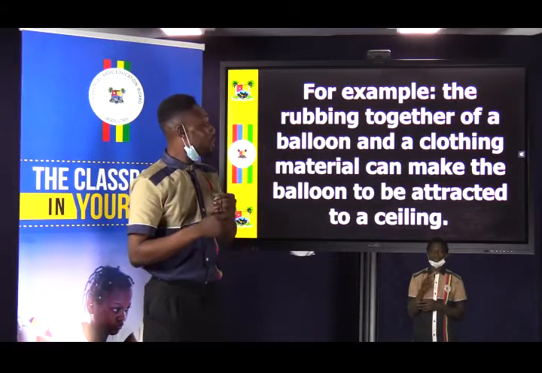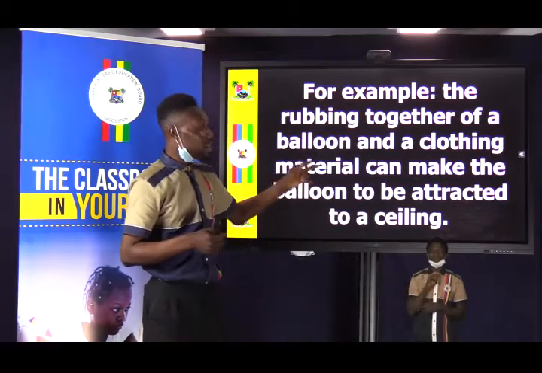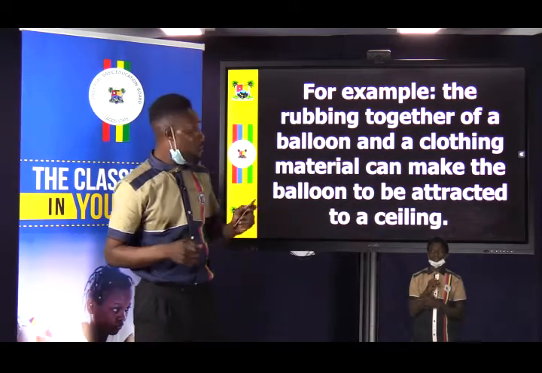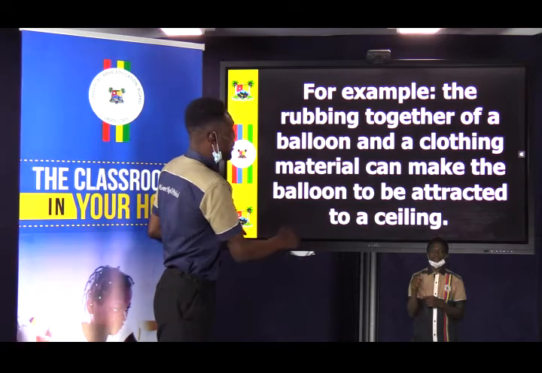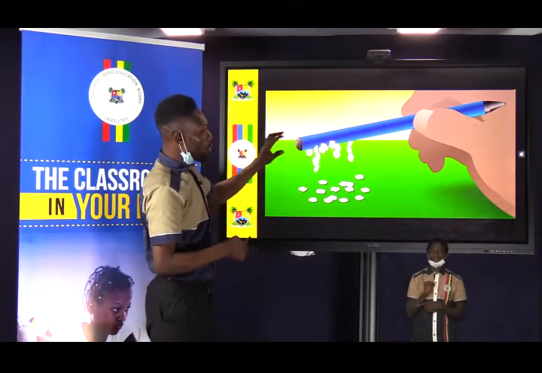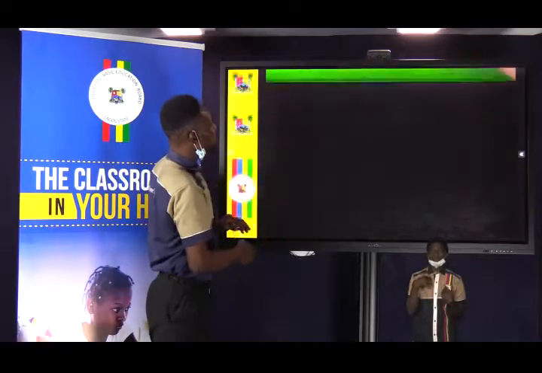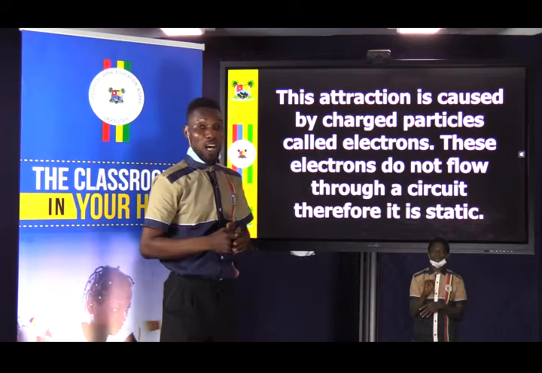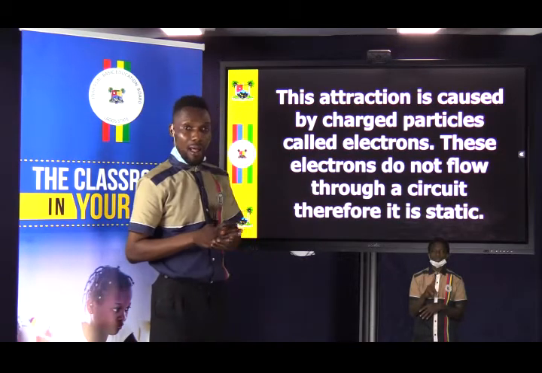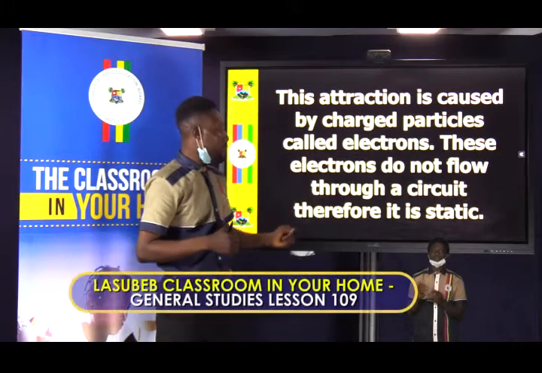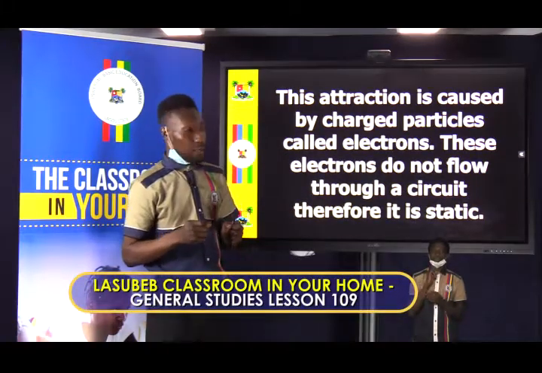So the rubbing together of a balloon and clothing material can make the balloon be attracted to a ceiling. So we are talking about static electricity, and I know you have seen this before. This attraction is caused by charged particles called electrons. These electrons do not flow through a circuit, therefore it is static.